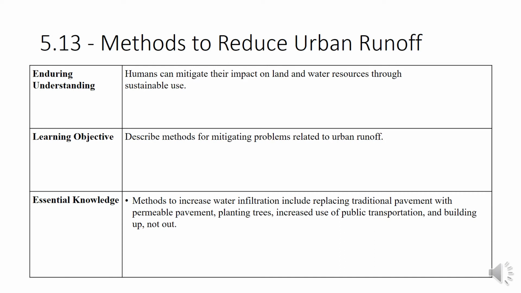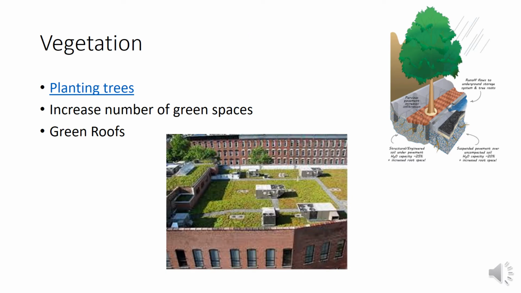So, one of the ways we can live more sustainably is by reducing our urban runoff. We talked about urbanization, and now how do we reduce the amount of runoff that comes from all that impervious surface? The answer is to decrease the amount of impervious surface. We can do that by using vegetation, by planting trees in cities and also in deforested areas, obviously. But since we're talking about urban runoff, we'll stick to urban trees.